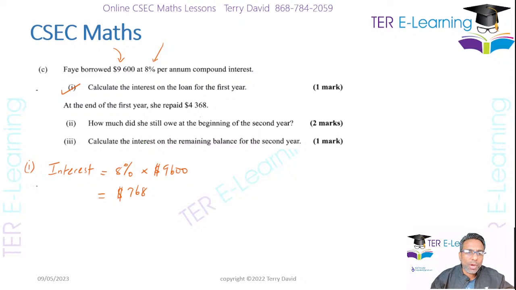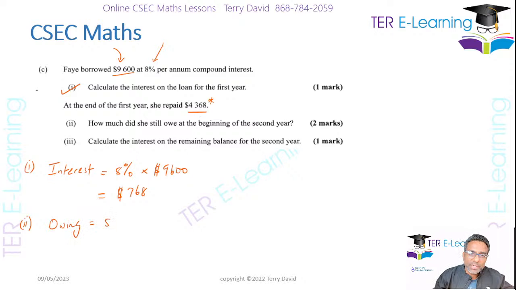Now, in part 2, at the end of the first year, she repaid 4,368. With these questions, you have to be very careful in terms of how you're reading and analyzing the question. So she repaid that amount in the first year. This is how much she borrowed. So therefore, what she's still owing is this.